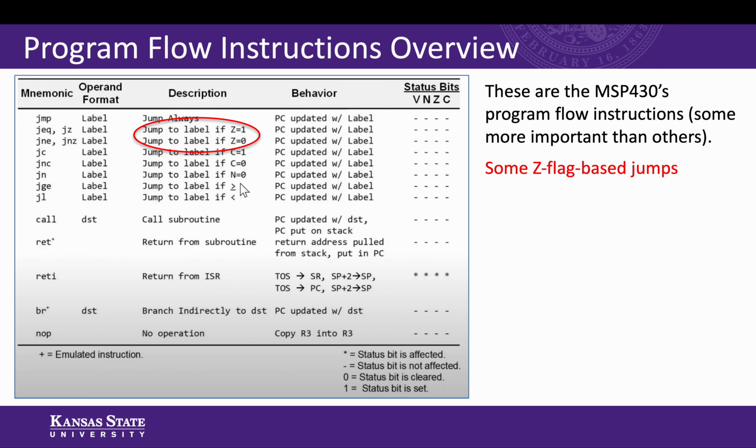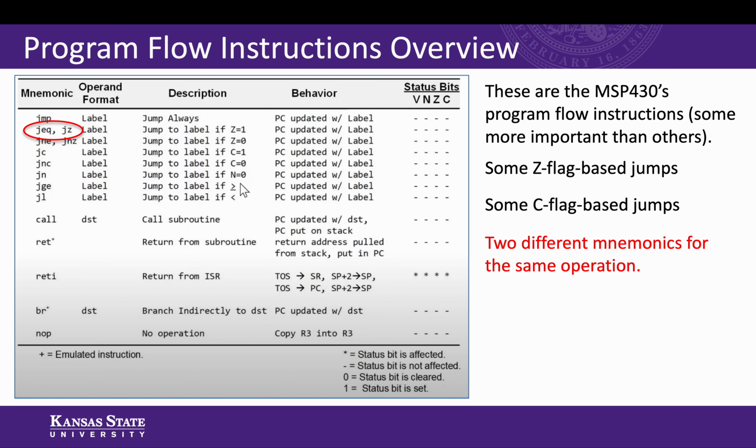So again, I want to point out that some of these depend on the Z flag. They're Z flag based jumps, right? So that's really cool there. And some of them are C flag based jumps. Nice. Now notice that there are a couple of pairs of mnemonics. For example, JEQ, jump when equal, and JZ, jump when 0. These things do the exact same thing. They jump when the Z flag is 1.